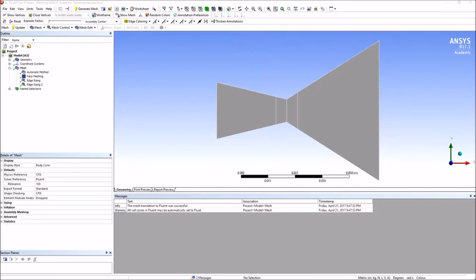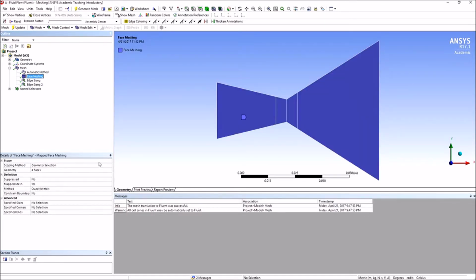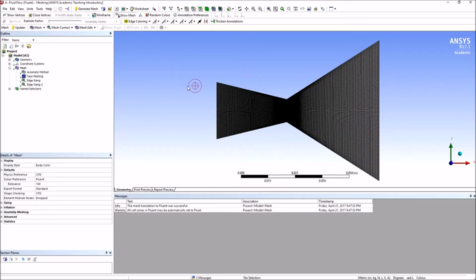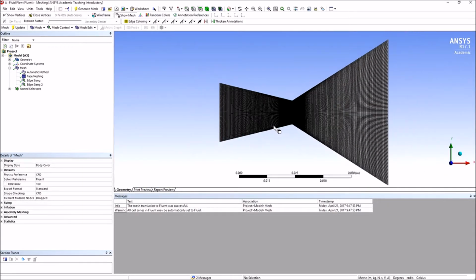So if we take a look at my mesh, I have two edge sizings. On the edges, I create a large number of divisions, and then I create a face mesh so that everything between the edges would be filled in. Now if we show the mesh, you can see that it's very dense, but especially around the throat, because there are many changes taking place there.